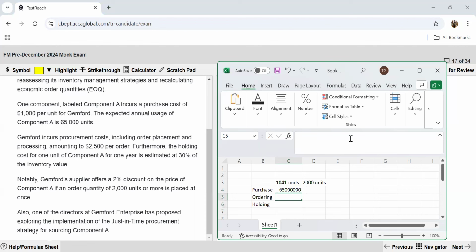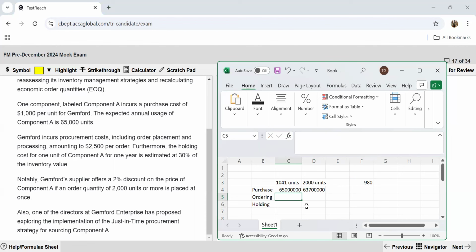65,000 multiplied by 1,000 will give you the purchase price at this level. Similarly, for 2,000 units, you are getting a 2% discount. That means the purchase price now will be $1,000 minus 2% of 1,000. So now the price at which the vendor is going to supply it to you is going to be 980, and annually you're going to buy 65,000 units. So this is what your purchase cost in total is now going to look like.